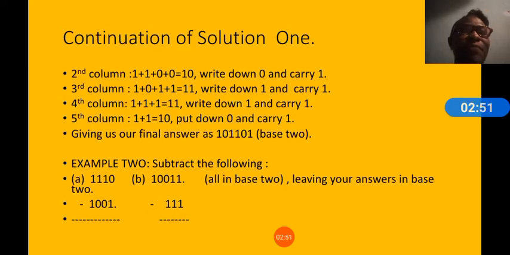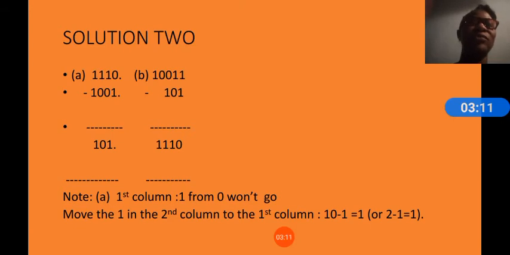Let's take another example. Example 2 says, do the following subtraction in base 2. And we have in A, 1110 minus 1001. Then in B, we have 10011 minus 111, leaving your answer in base 2. Solution. If you do the first one, that is 1110 minus 1001, your answer will be 101. And if you do the second one, you have 10011 minus 101, your answer will be 1110, all in base 2. But let's take the analysis of the columns.